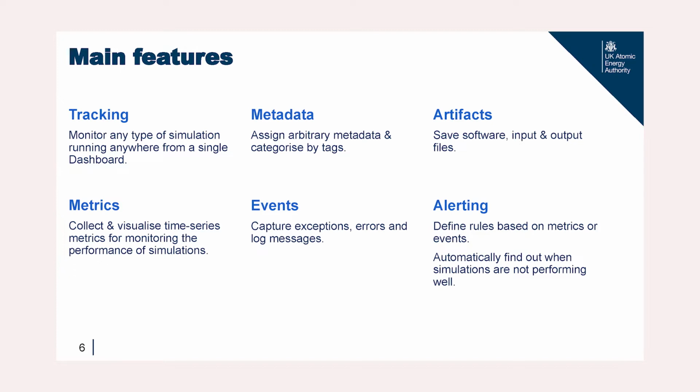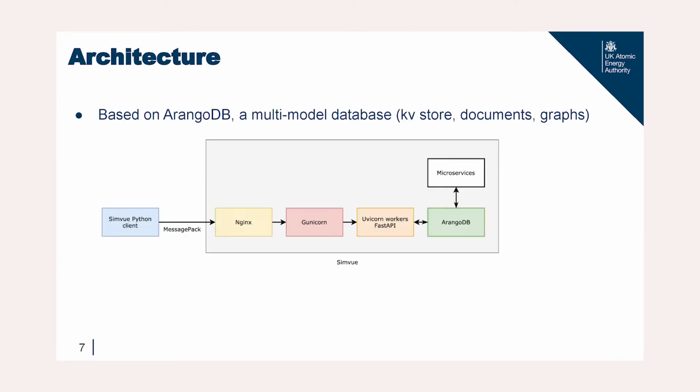So the current architecture is mostly based on ArangoDB, a multi-model database: key-value store, documents and in particular graphs. We have a Python client which talks to a REST API using token-based authentication. Everything is in JSON, but we make use of MessagePack for transporting JSON in a more optimized binary form, because if you're sending metrics or events at a very high frequency, just sending the messages can take a long time and slow things down.